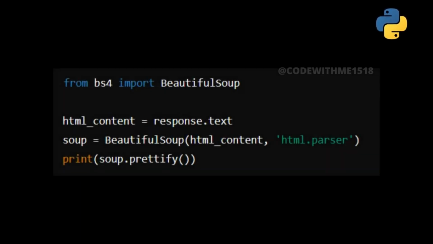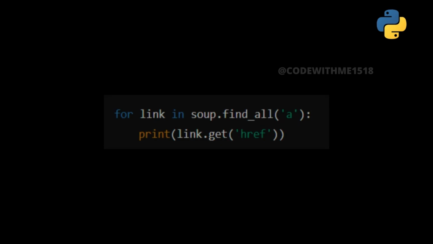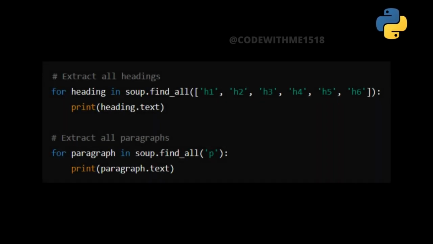In this example, we create a Beautiful Soup object from the HTML content and use the prettify method to print the nicely formatted HTML. Now, let's extract specific elements from the HTML. For instance, let's say we want to extract all the hyperlinks from the page. In this example, we use the find_all method to find all <a> tags, which represent hyperlinks, and print their href attributes. You can also extract other elements like headings, paragraphs, or images using similar methods.